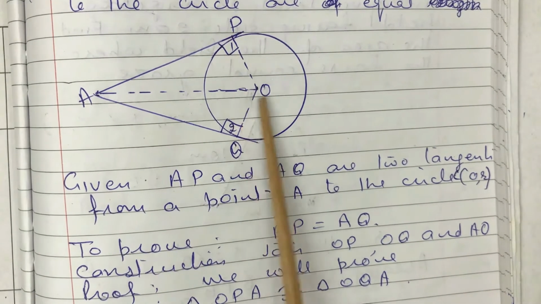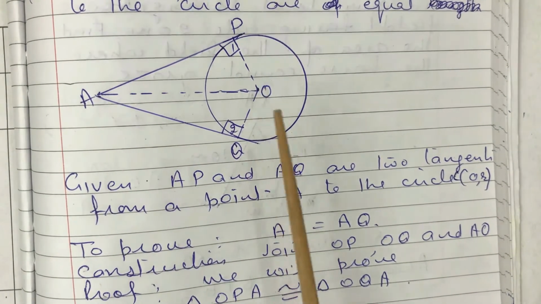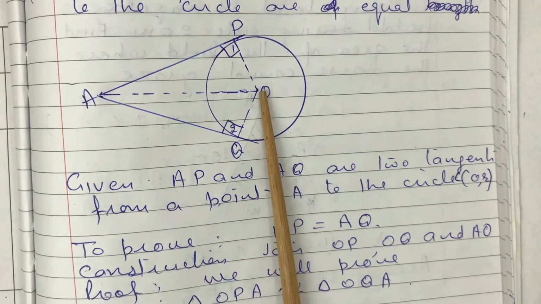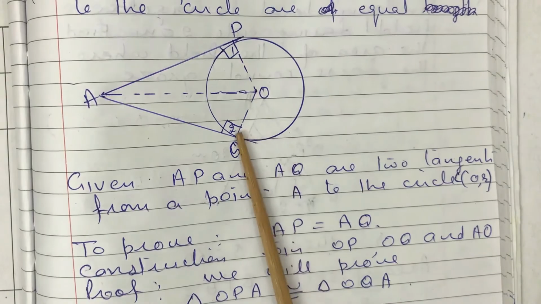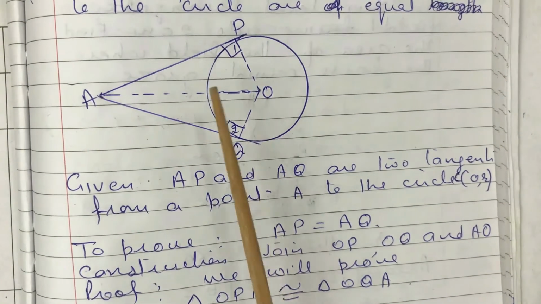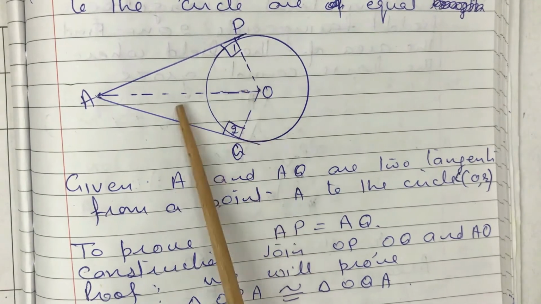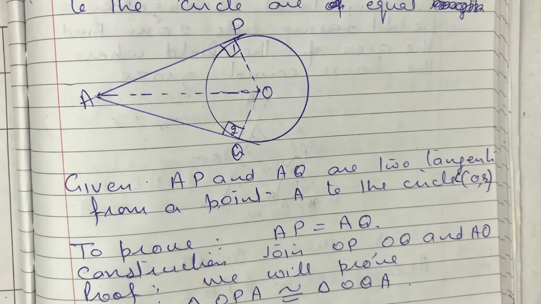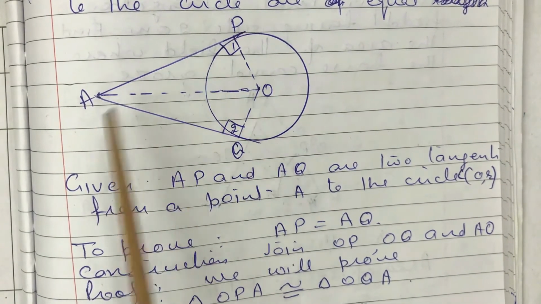This triangle and this triangle are congruent. How will you prove it? By RHS property. This is common and this is radius, this is radius. So this is equal to this and this is common. By RHS property, because this is a right angle triangle, both the triangles are congruent. Then AP is equal to AQ.